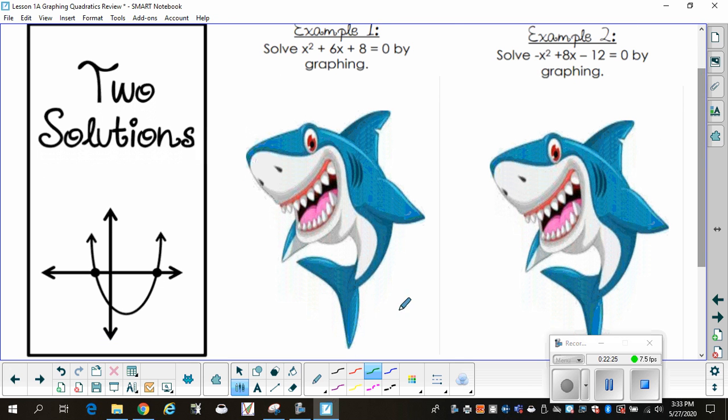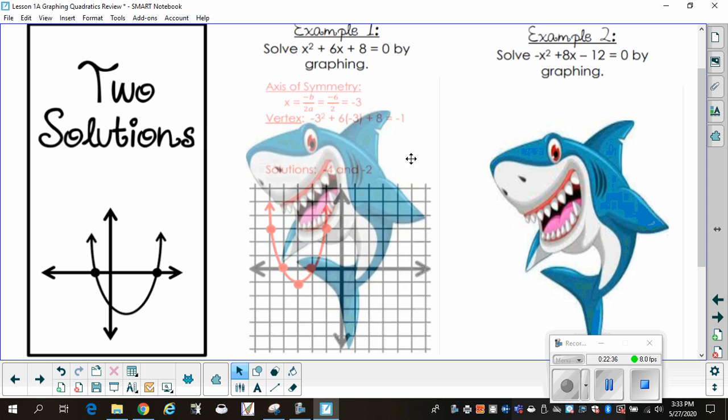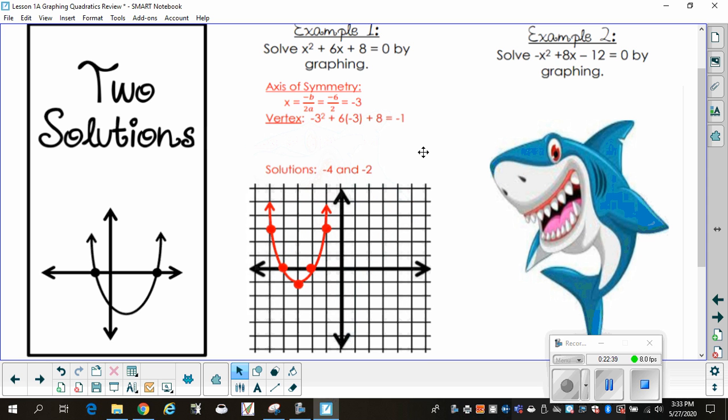Let's first look at where you have 2 solutions. x squared plus 6x plus 8 equals 0. Solve it by graphing. And this one's -x squared plus 8x minus 12. Here's the first one. Notice I found the axis of symmetry and the vertex. Okay, and then I use the fact that a is 1, and it opens up to go right 1, up 1, right 2, up 4 to draw the graph. My solutions are at -4 and -2. You do need to know what those are in terms of a point, but for the small space you have to write in the foldable, just writing -4 and -2 is good.